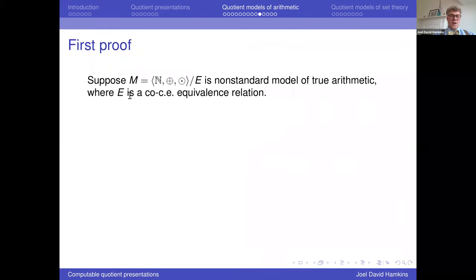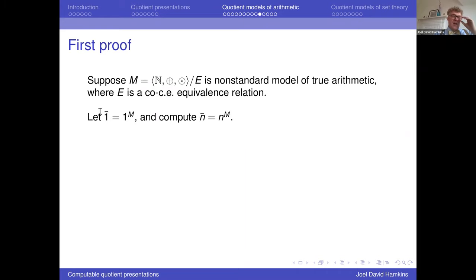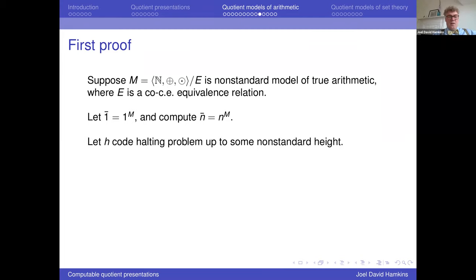So suppose you had such a model by a co-CE equivalence relation. So let 1-bar be the number that's representing the number one inside the model. So by adding 1 + 1 + 1, we can represent any number n that way. We can compute that. And let H code the halting problem up to some non-standard height. It's a model of true arithmetic, so it agrees with us about which programs halt. So therefore, the actual halting problem is coded in the model up to some non-standard height.